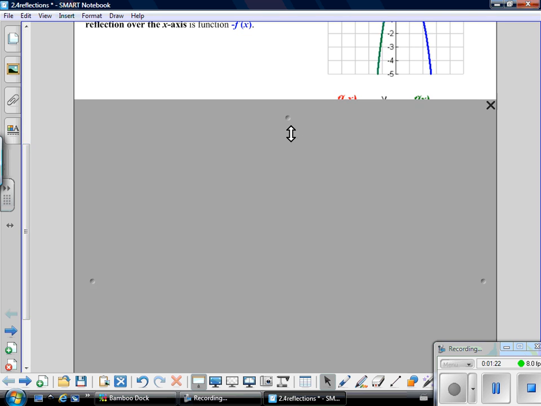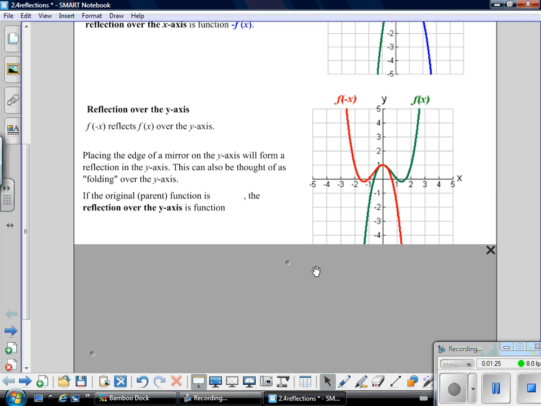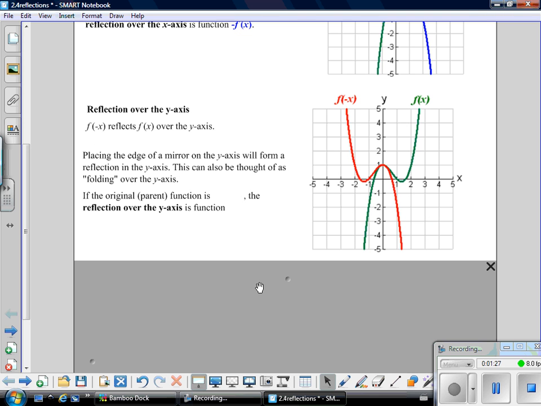The other kind of reflection that we're interested in is reflecting over the y-axis. Now, this is something you haven't done. Again, if I look at my original function f of x, it's a kind of crazy one, and if I want to reflect it over the y-axis, it is like taking the y-axis and folding it over. If the original parent function was f of x, the reflection over the y-axis is going to be f of negative x. So what happens is the x values change.